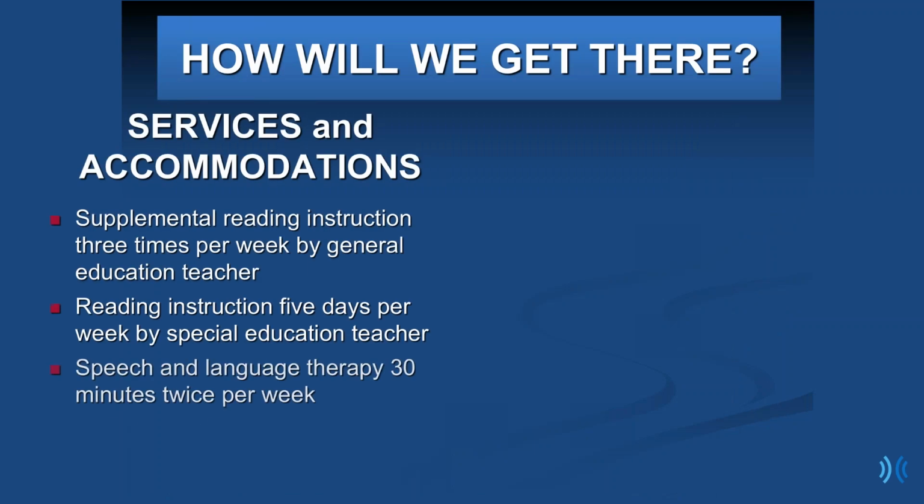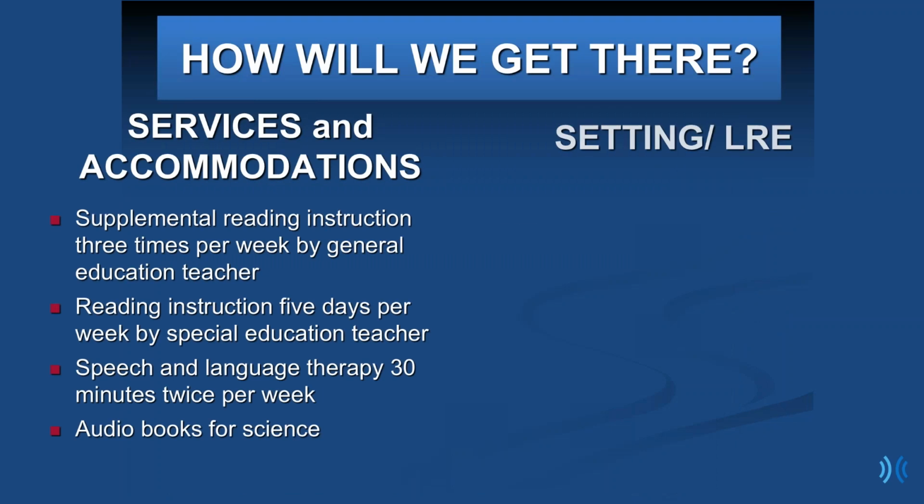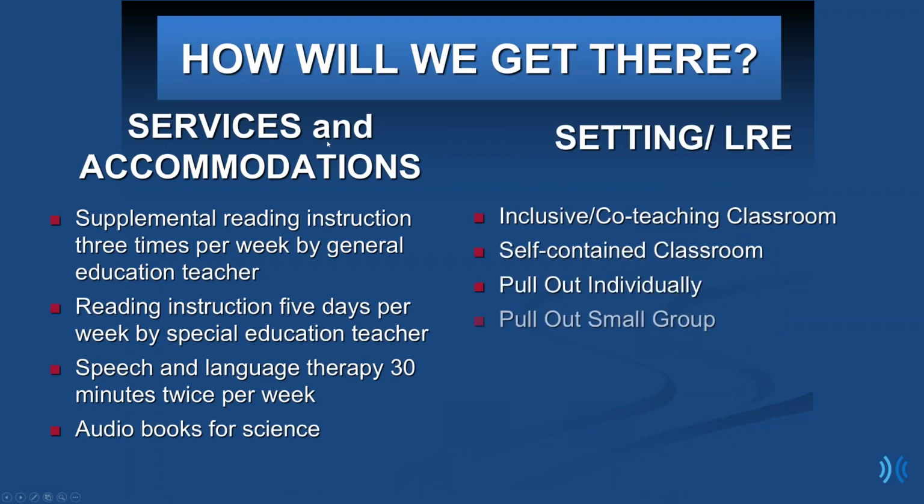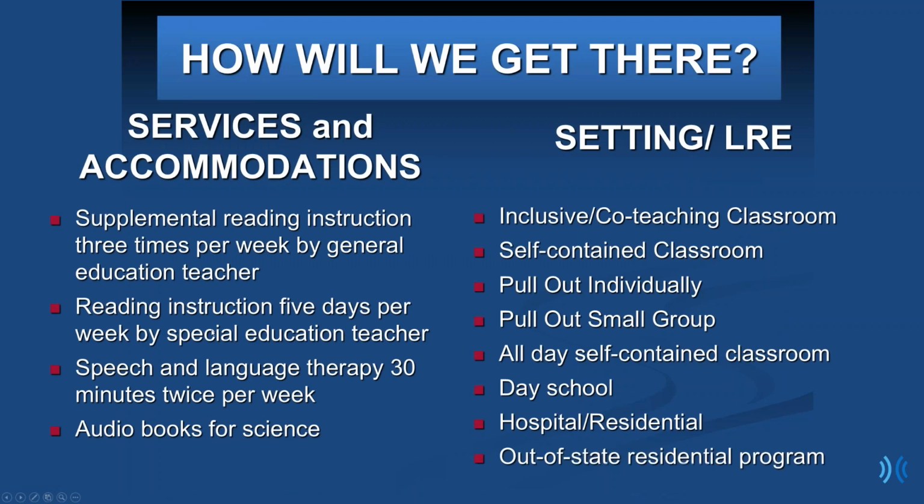Next question is, how will we get there? Well, it's the same question, but it'll look the same here. We're talking about what I just said, services and accommodations, any on the left. We're also speaking about the setting and LRE. We do not talk about needed services and accommodations before we have identified the child's problems or the goal we want to reach, because these have to match that need.